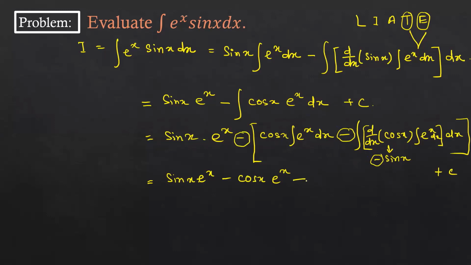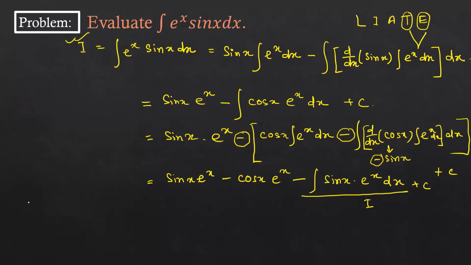So that means it will give you a minus term on the outside. And there is integration of sine of x into e to the power x dx, plus c. And it is the term which is called I, which we took at the starting of our problem. So this term is identified as the I term.